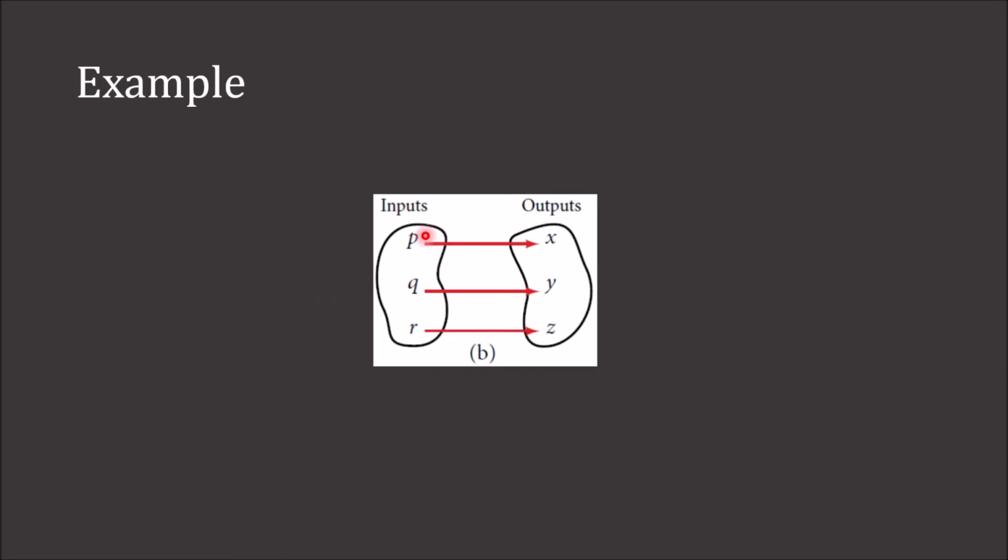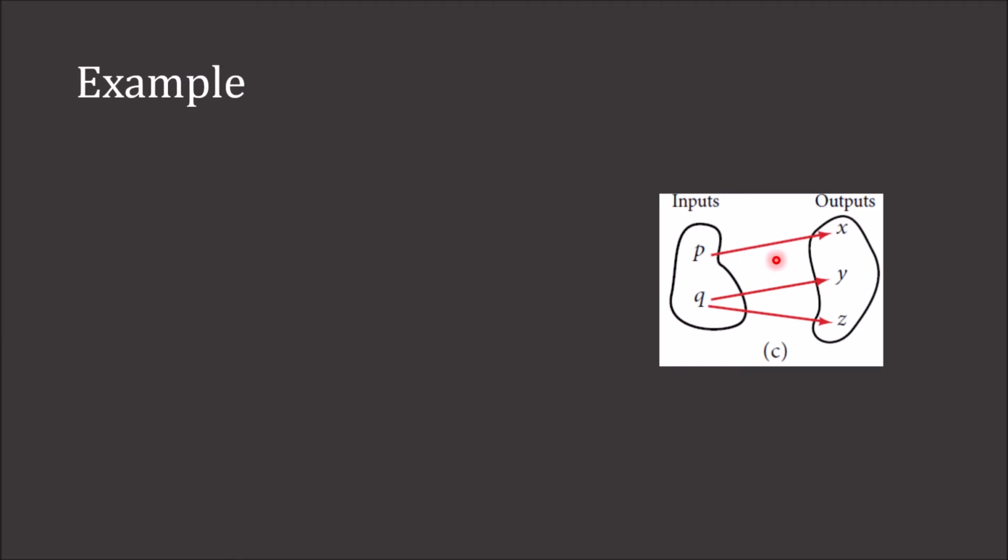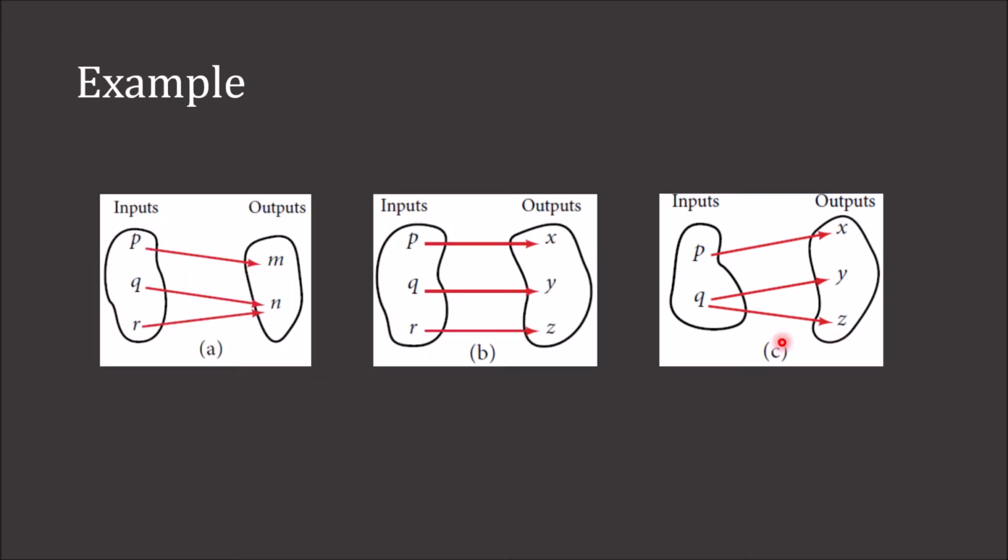We now look at the set of inputs P, Q, R, and the set of outputs X, Y, and Z. P goes to X, Q goes to Y, R goes to Z, and each input only goes to one output, and so this too is a function. Look at this one: P goes to X, Q goes to Y, but Q also goes to Z. Uh-oh. Q goes to two different outputs, so this cannot be a function. So, to summarize, both A and B represent functions, whereas C does not.